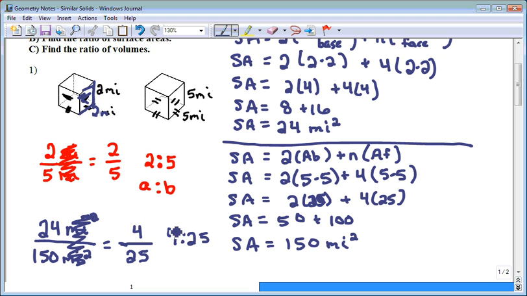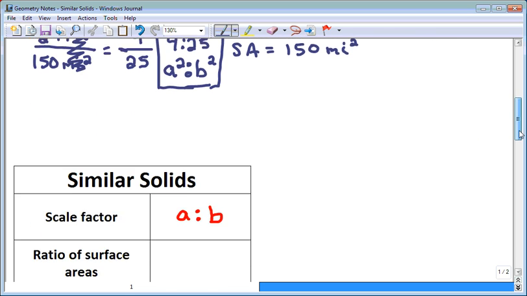Now let's take a look. How do I get from 2 to 4? Well, I square it. So this is going to be a squared. And how do I get from 5 to 25? I also square it. So this is going to be b squared. Let's just fill that in our table.